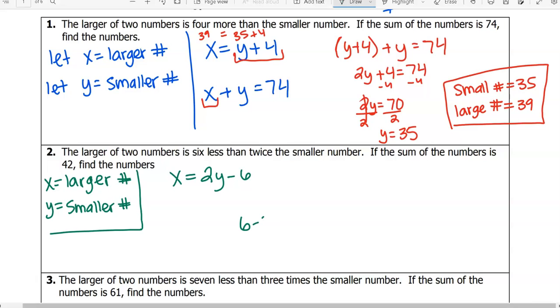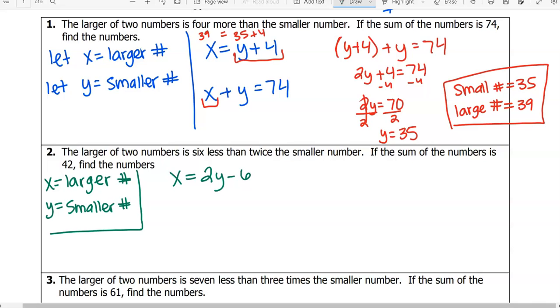If you did 6 minus 2y, is that okay or is that wrong? That is wrong. That is not the same thing. 5 minus 2 is not 2 minus 5, right? Order matters with subtraction, so pay attention. If you're 6 less, you're taking 6 away from something, so you have to put the minus 6 on the end. All right, so be careful. All right, so we know that one.